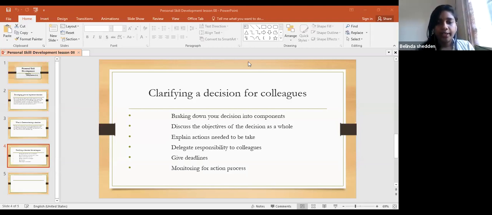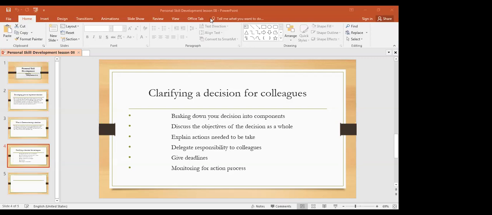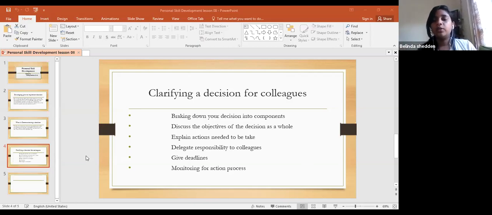So, in clarifying a decision for colleagues, there are levels I have written here. You can see: breaking down your decision into components, right? What's the meaning of breaking down your decisions? Anyone? Breaking down your decision into components. What do you mean by that? Part by part, yes. So when we divide into parts, we say components, right? Then, discuss the objectives of the decision as a whole.